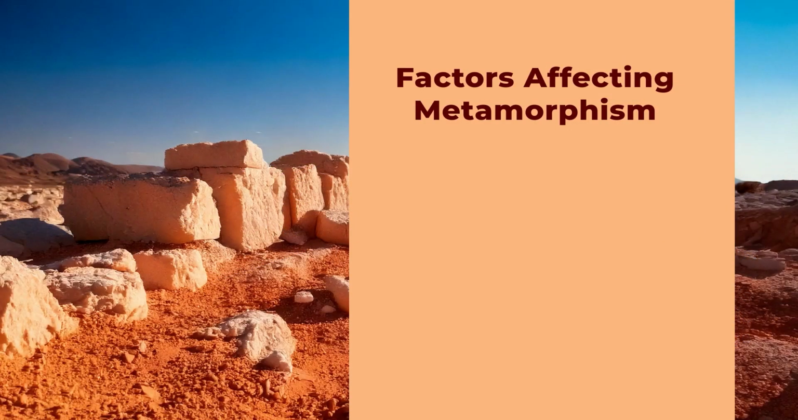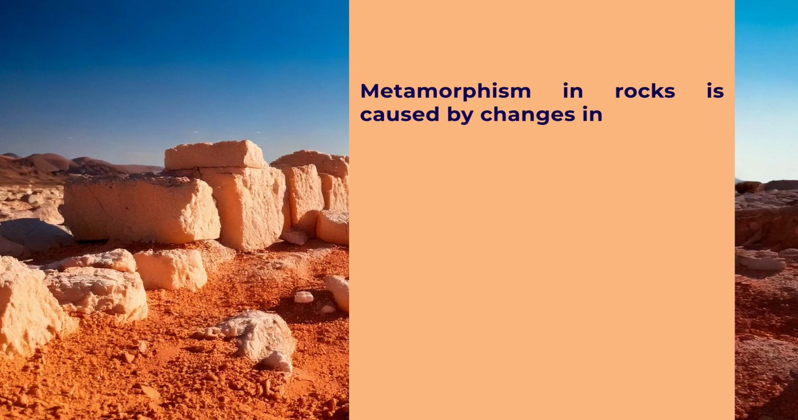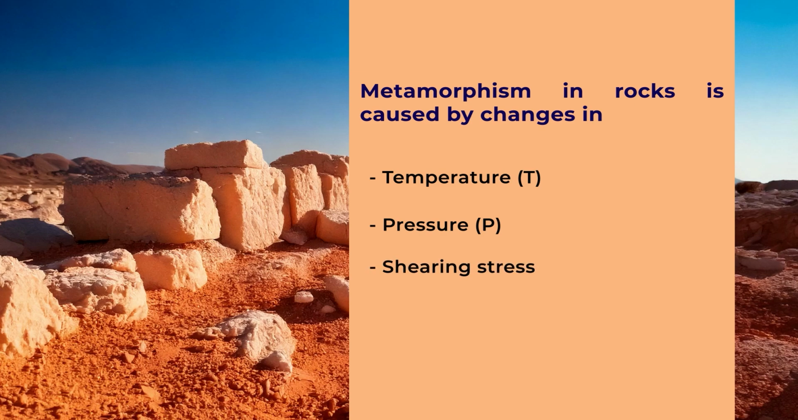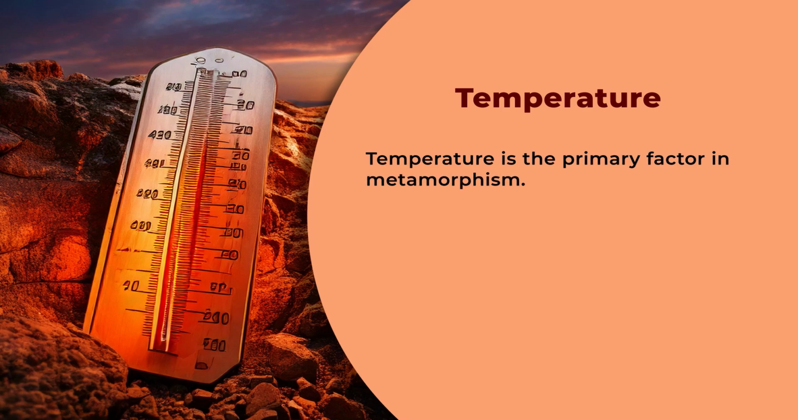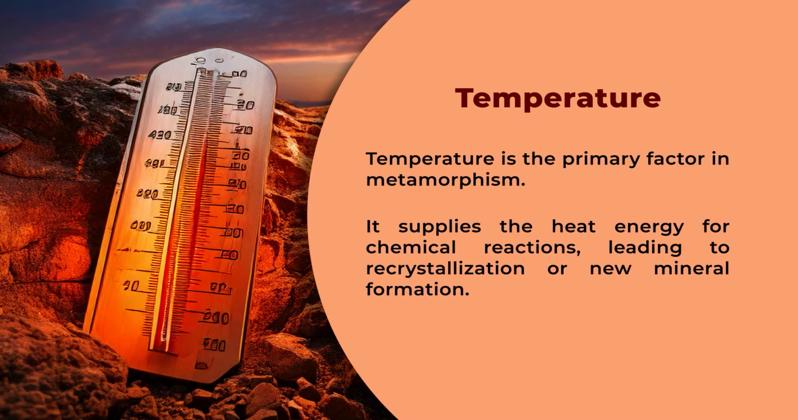Now, what are the factors which affect metamorphism? One, obviously temperature. Second, pressure. Third, shearing stress. And fourth, chemically active fluids or gases. Now, temperature is the primary factor in metamorphism. Temperature is the one which supplies heat energy for chemical reactions, leading to recrystallization or new mineral formation.